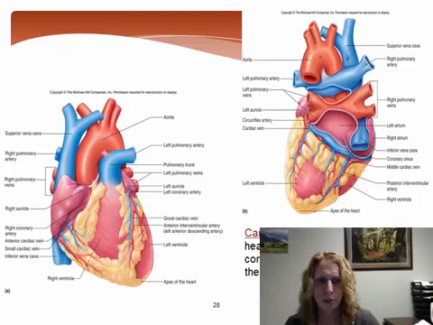Cardiac veins drain blood from the heart muscle and carry it to the coronary sinus. You may recall that the coronary sinus, here's our coronary sinus over here on the right. So this is the deoxygenated blood draining from the heart, and that's going to go into the right atrium.